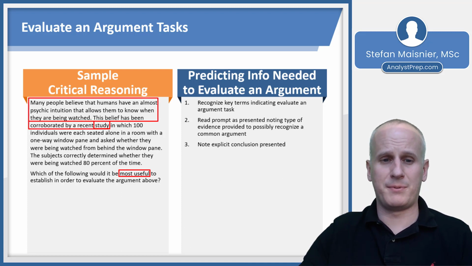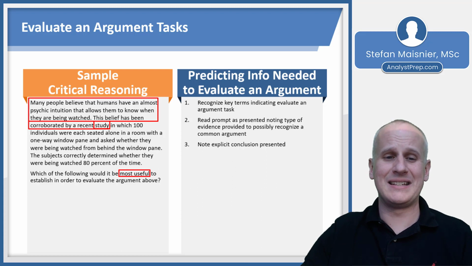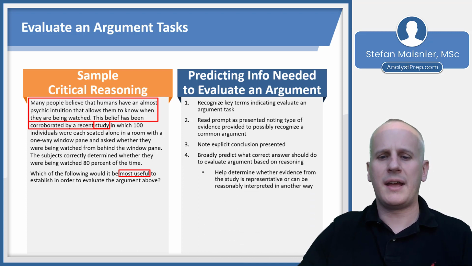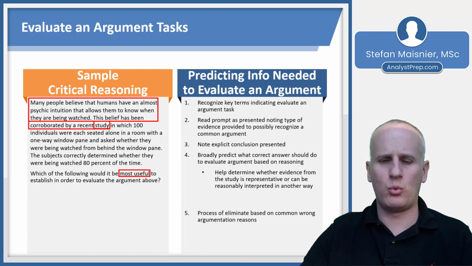Then we want to note the explicit conclusion. And of course, the conclusion is this belief has been corroborated by a recent study, but I need to know what that belief is. And it's the sentence prior that many people believe that humans have an almost psychic intuition that allows them to know when they are being watched. So then we want to broadly predict what the correct answers should do to evaluate the argument based on the reasoning. And we need to find something to help determine whether the evidence from the study is representative or can be reasonably interpreted in another way.